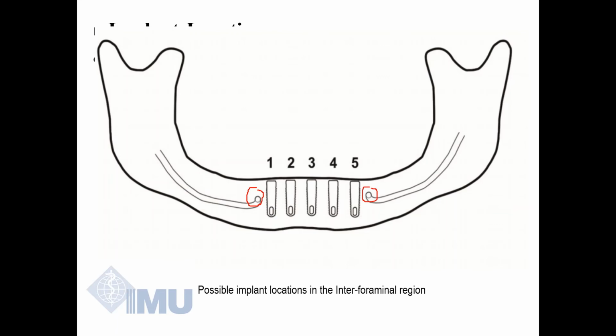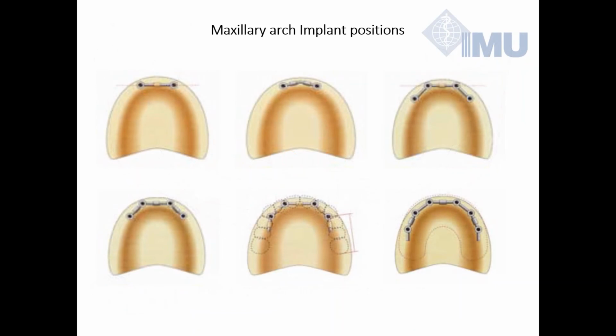Having said that, placing implants in the canine position, at the number 2 and 4 positions, is the most preferred treatment option as far as the cost to benefit ratio of the whole treatment is concerned. In a maxillary arch also you can place 2, 4, or 6 implants.